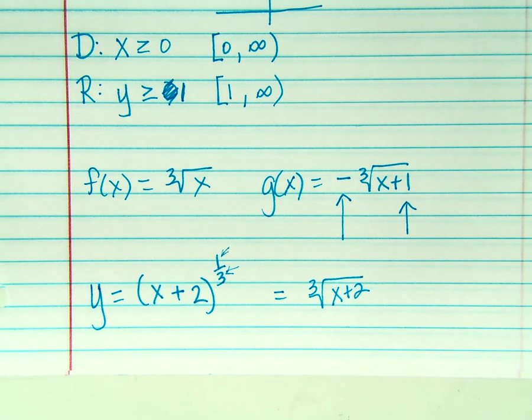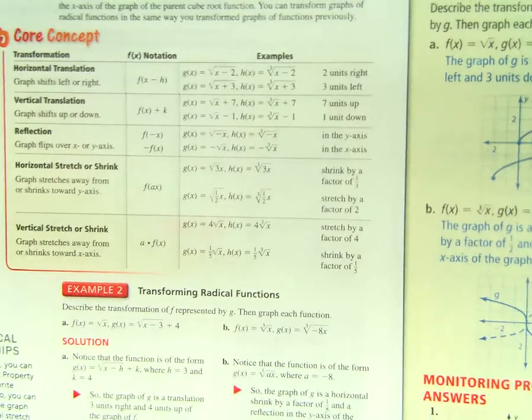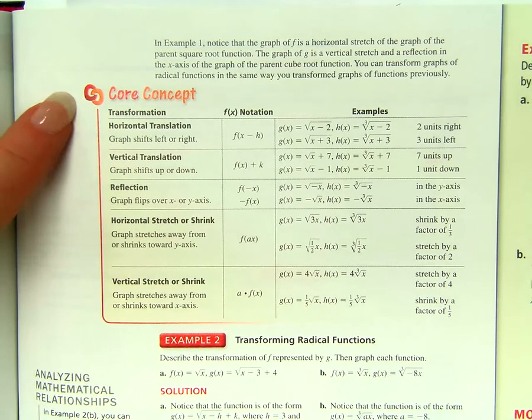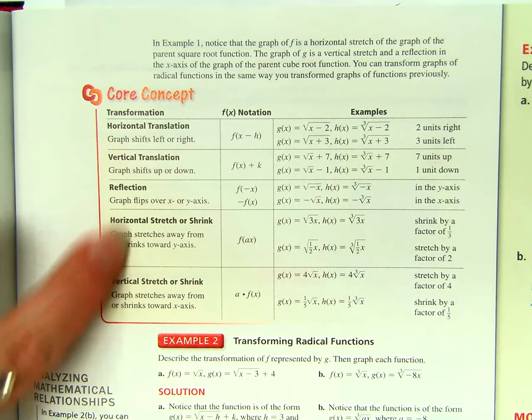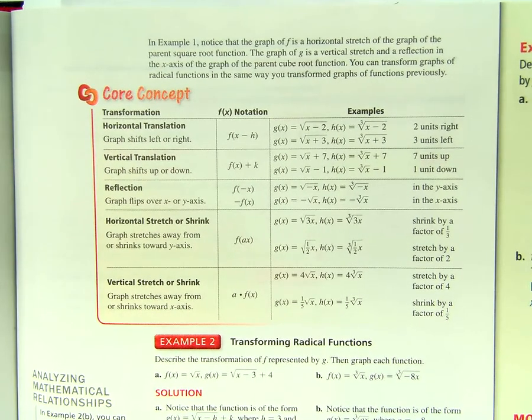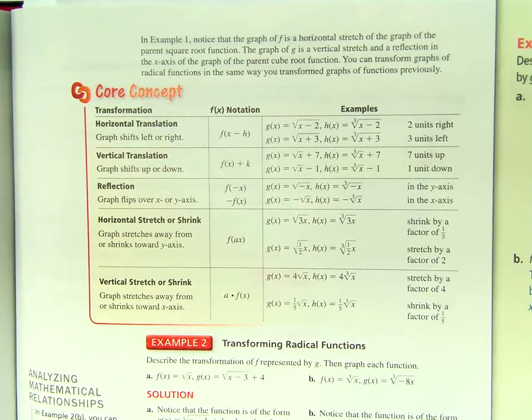Keep in mind that if you struggle with any of the transformations, remembering which direction to go, on page 305 in your book, there's a really pretty chart that will be helpful if you need to look at that. I'll show it to you real quick, just so you know where it is. It's at the very top of the page. Right up here it says core concept, and it talks about the different translations, shifts, stretches, things like that. Okay?